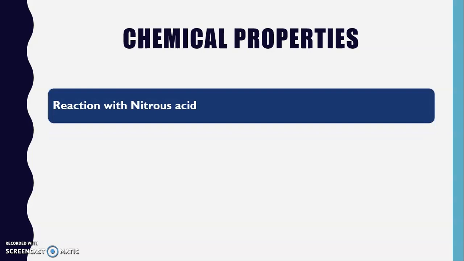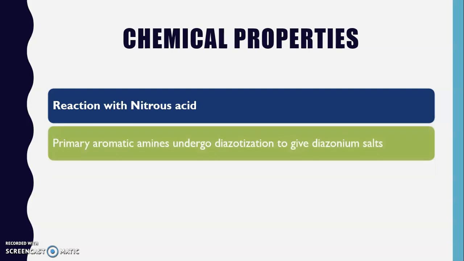Now the next property that we are going to discuss is the reaction with nitrous acid. Now this particular property is also one of the tools where we can differentiate between the primary aromatic amines, secondary aromatic amines and the tertiary aromatic amines. In the carbylamine reaction, the secondary and tertiary aromatic amines do not react, so that we can't differentiate between the secondary amines and tertiary amines. But by using this reaction, one can differentiate between the primary aromatic amines as well as secondary as well as the tertiary aromatic amines.